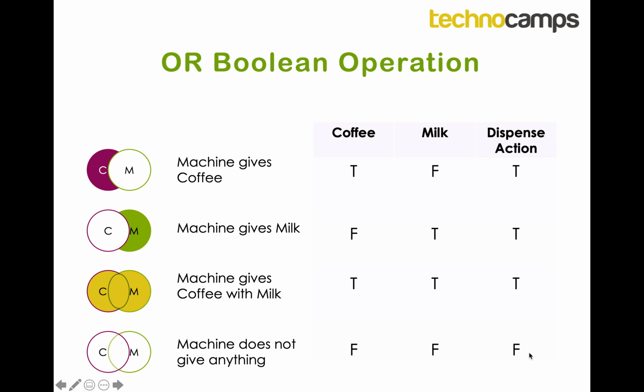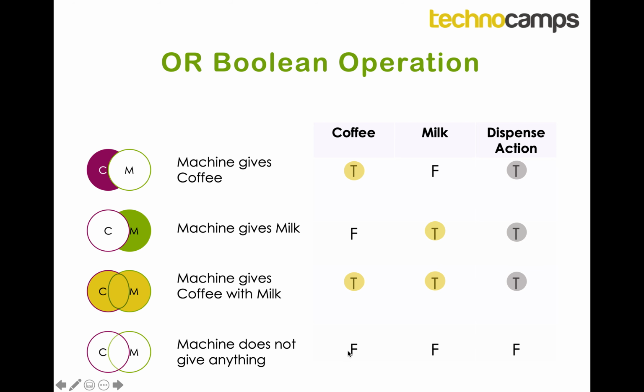Now, the key part for this particular truth table is to look at where the truths are. The dispense action is the final action. So where do we have the truths there? We have got true here, and true here. That's well and good. So why did the machine dispense, and under what condition did it dispense the coffee or milk or coffee with milk? It dispensed something when either coffee or milk or both were pressed. So all you needed to press was either coffee or milk or both.